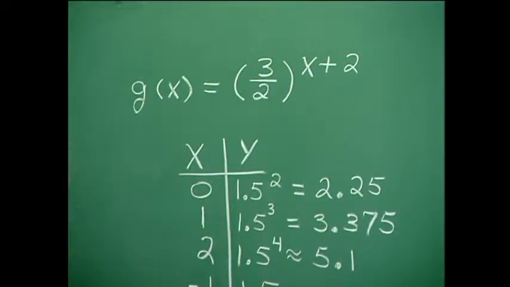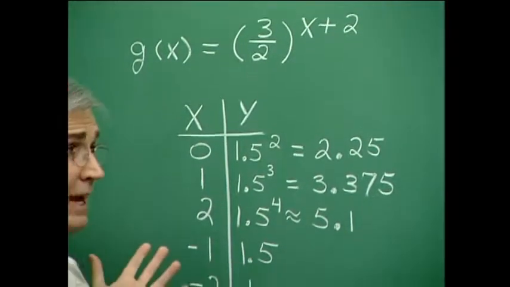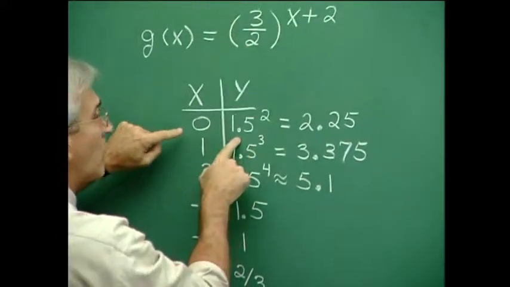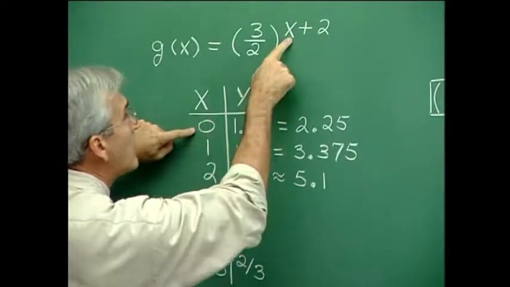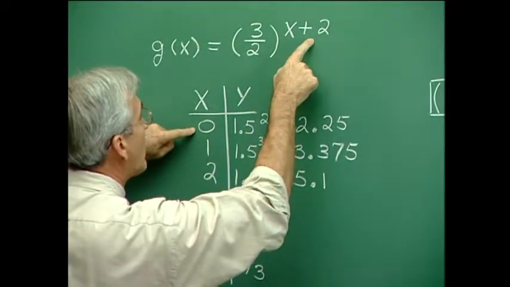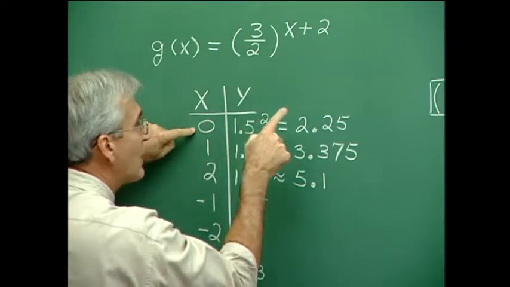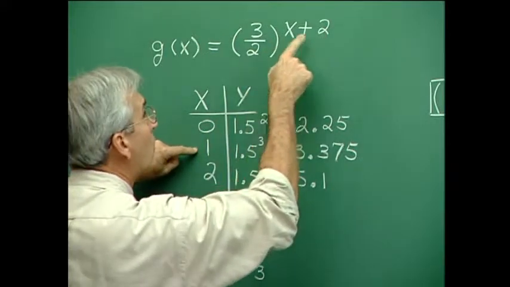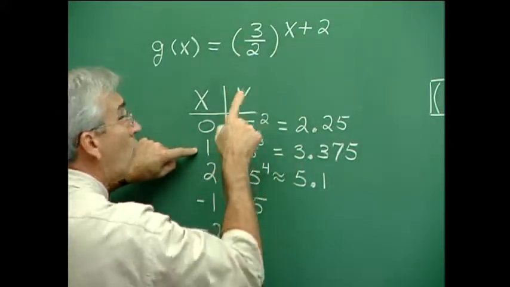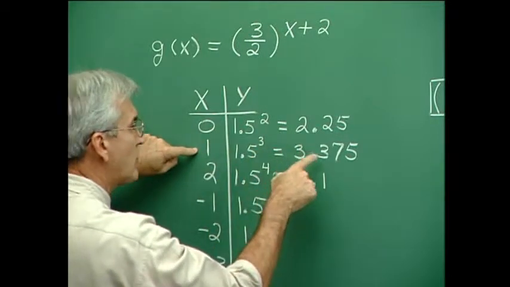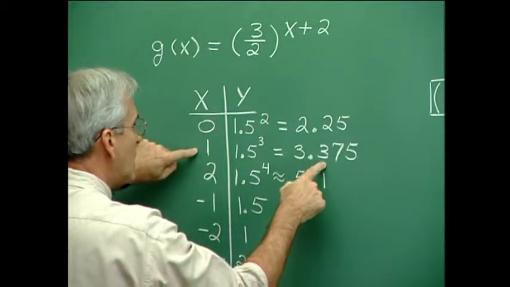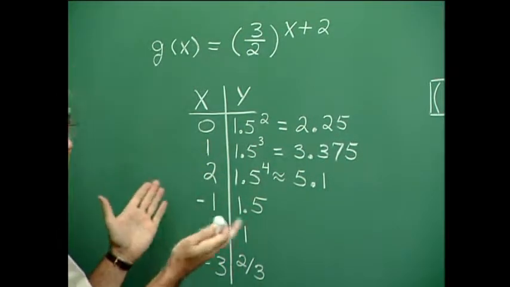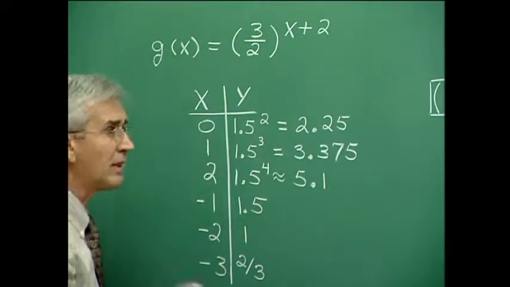Another way would be to use a point plotting method, and that would mean we need to make a table of values. And to do that, we think of 3 over 2 as 1.5. If x is 0, then we would have 2 for the exponent, so we would have 1.5 squared, and evaluating that, 2.25. And then if x is 1, we would have 1 plus 2, or 3, in the exponent, so 3 over 2, or 1.5, to the third power is 3.375, and so on. Okay, now once these get a little bit complicated here, we need to use the calculator for evaluation purposes. And let's see what that would look like.